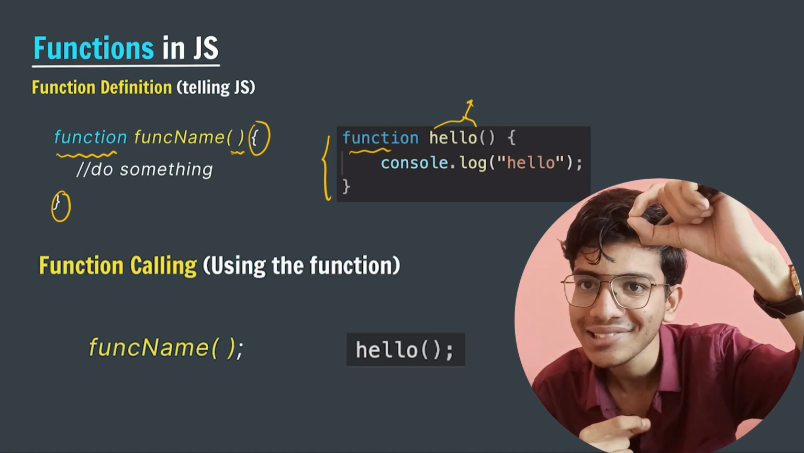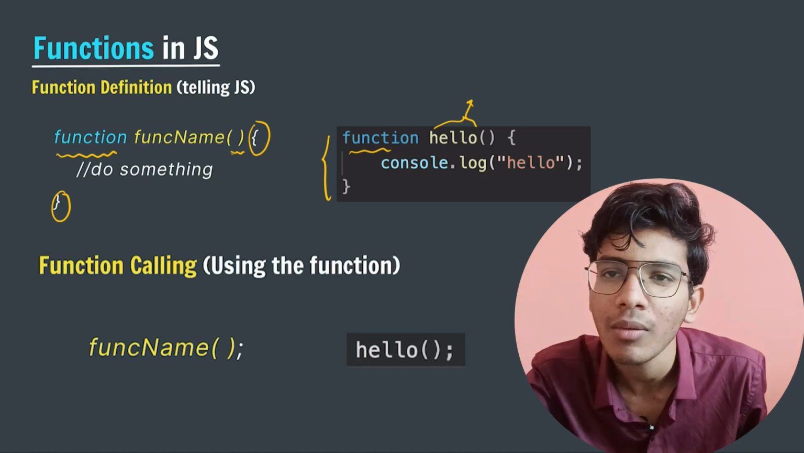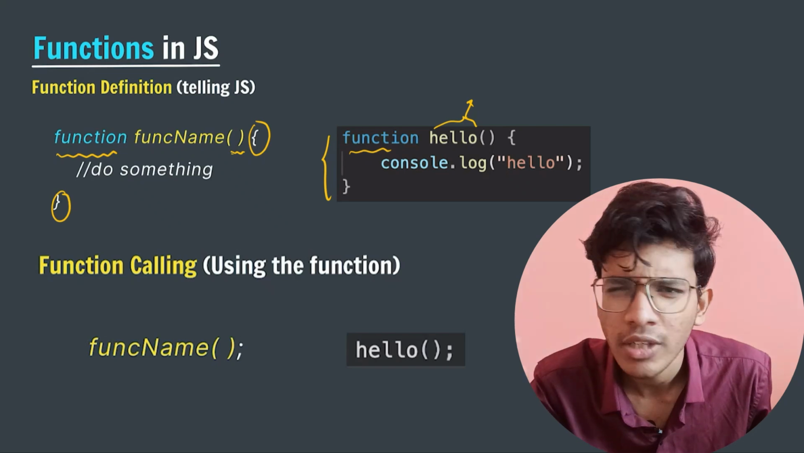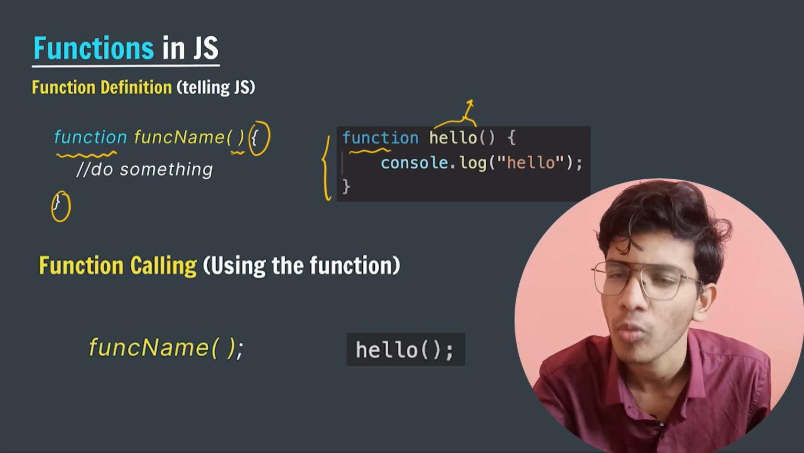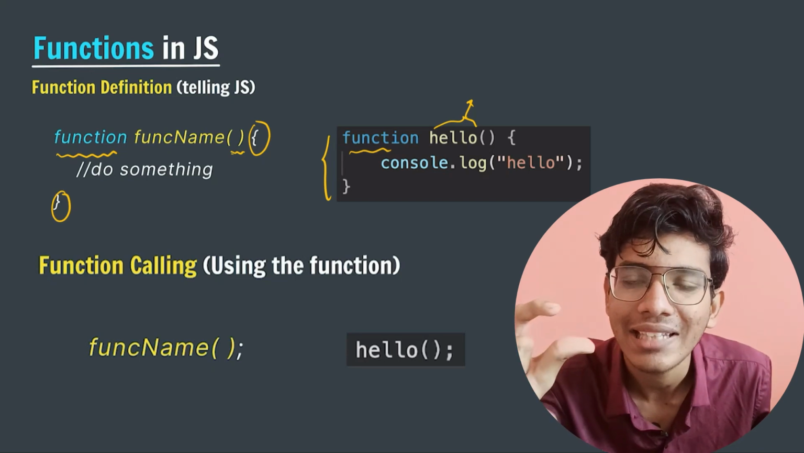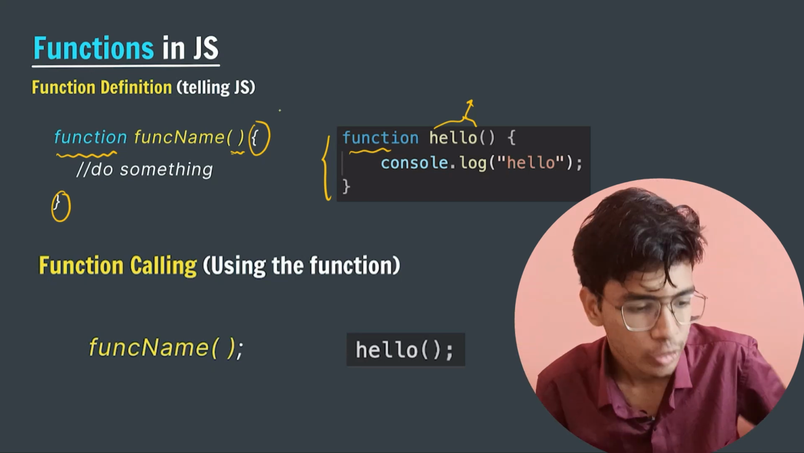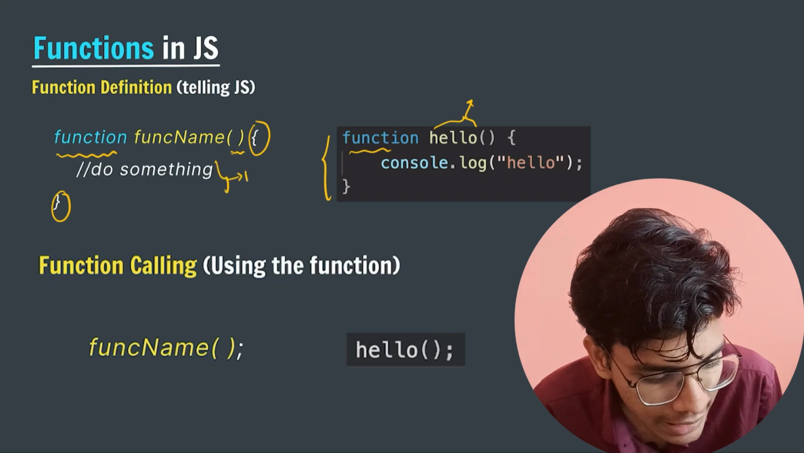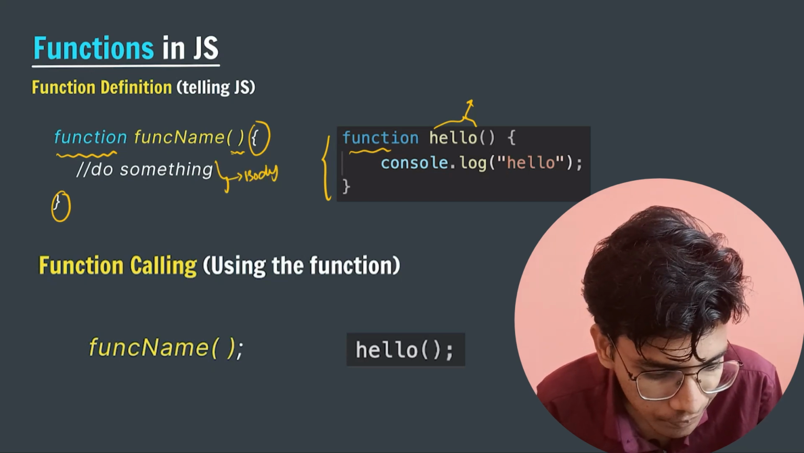Now in between these curly brackets, I will write all my code, whatever the logic, whatever I want to execute, whatever operations I want to perform. I will write that inside the body of the function. So this is known as the body of my function.